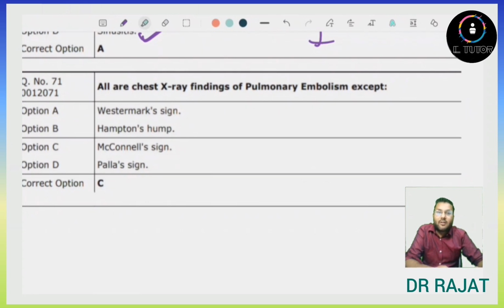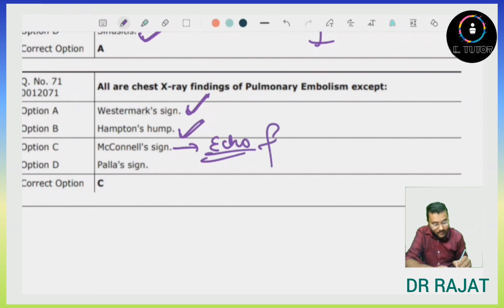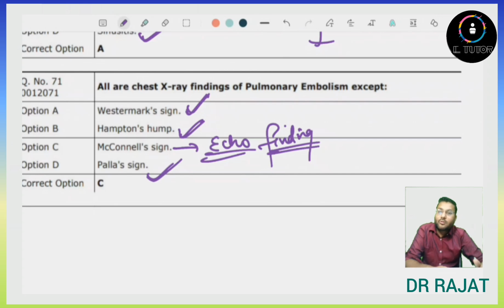All are the chest X-ray findings of pulmonary embolism except. So Westermark sign, this is true. Hampton's hump, this is also true. McConnell sign is also seen in pulmonary embolism, but not on the chest X-ray. It is seen on echocardiography. So it is an echo finding. And Palla's sign, this is also true. It is seen on the X-ray. So the answer will be McConnell sign, which is an echo finding.